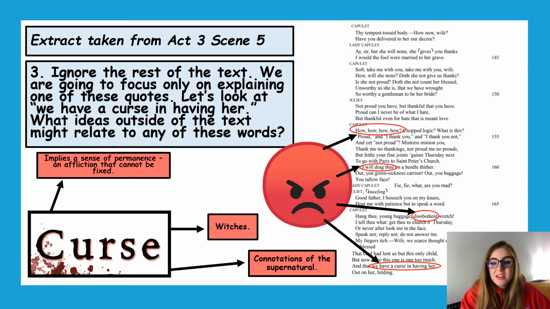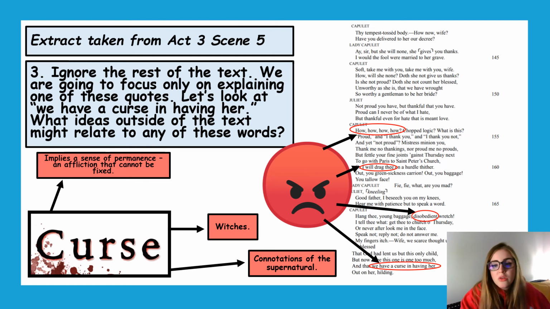I've just picked out the word curse here in particular, and I've added some of the ideas outside of the text that might relate to these words. What do I know about the word curse that I can apply? It implies a sense of permanence, of something that will last forever. A curse, in other literature, is an affliction that cannot be fixed, often a lifelong thing. It's also associated with witches, and it's got connotations of the supernatural as well. So there's quite a lot to unpack there.